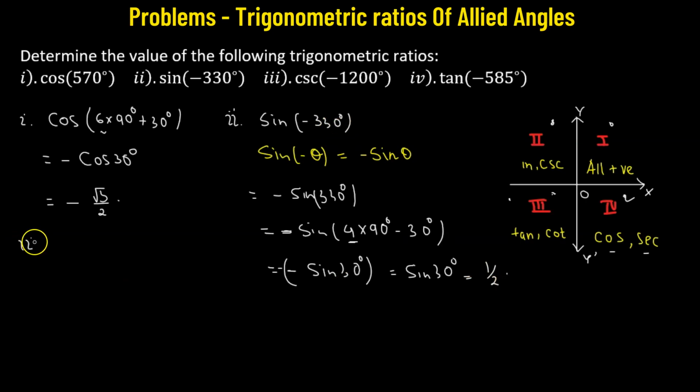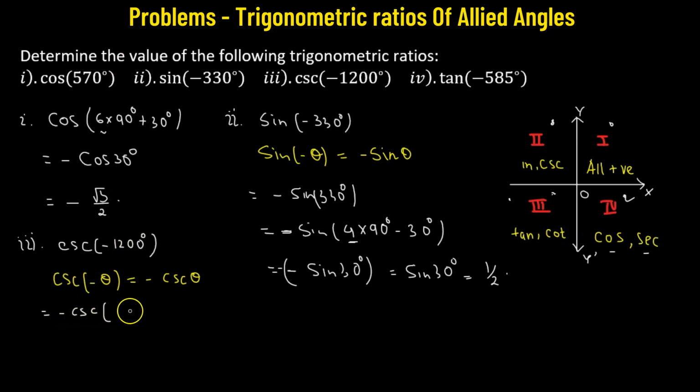Coming to our third problem. So we have cosecant of negative 1200 degrees. So here also we can use the fact that cosecant of negative theta equals negative cosecant of theta, such that we have negative cosecant of 1200 degrees. Now 1200 degrees can be expressed as a multiple of 90 degrees as 13 times 90 degrees. Now that gives us a value 1170, and we are still short of 30 degrees, so we're going to add 30 degrees to it, and the sum is going to give us 1200 degrees.